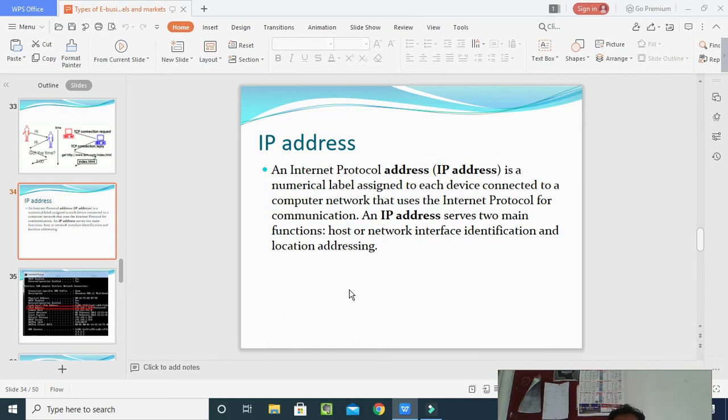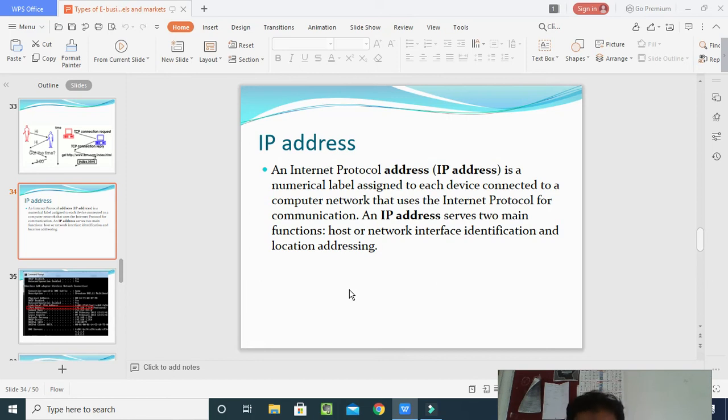Like that, every system has its own identity with the help of an IP number. IP means Internet Protocol address, as we call it. It is a numerical label assigned to each device connected to a computer network. And with the help of an IP address only can we communicate.